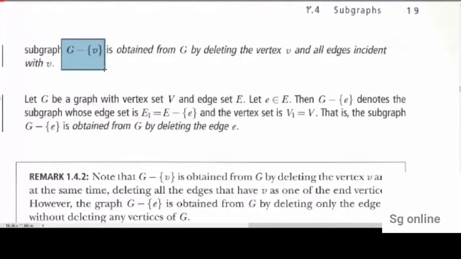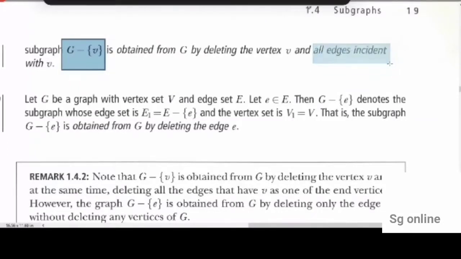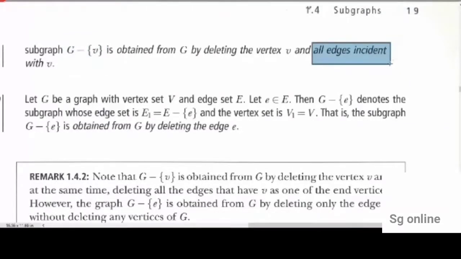But when we are deleting a vertex from the graph, actually we have to delete all the edges incident with v. Otherwise these edges would not be meaningful, because for these edges v is one of the endpoints.